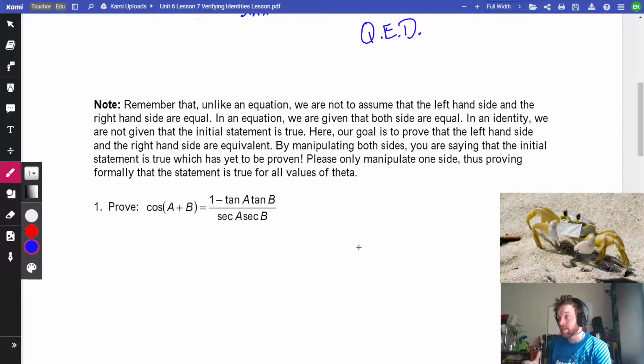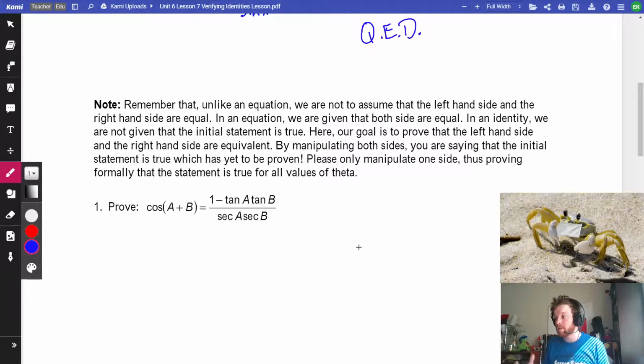In an identity, we are not given that both sides are true. Well, technically you are. I'm not going to give you an identity that's not true. But for all intents and purposes, in an identity, we are not given that the initial statement is true. Our goal is to prove that it is true, that the left-hand side and the right-hand side are equivalent.